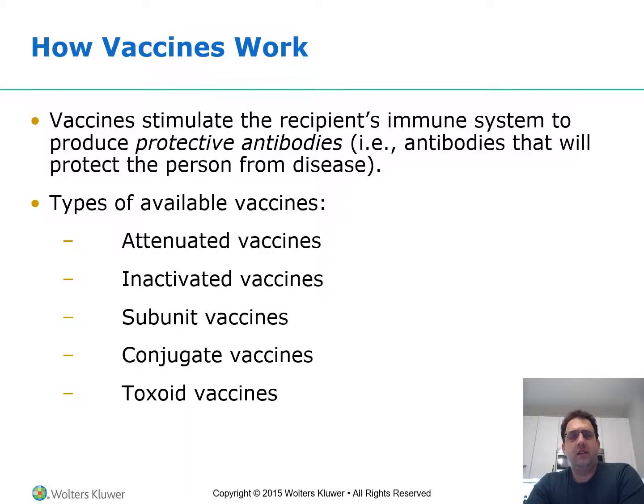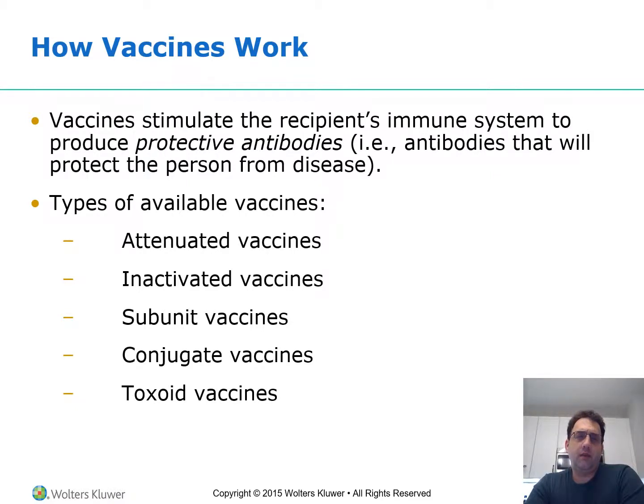Now, vaccines available are many, many types. Attenuated vaccines are basically weakened microbes or pathogens. Inactivated vaccines are destroyed or killed. Subunit vaccines are actually just exposing you to the antigen that will cause the reaction. Conjugate vaccines are when you combine multiple vaccines together.